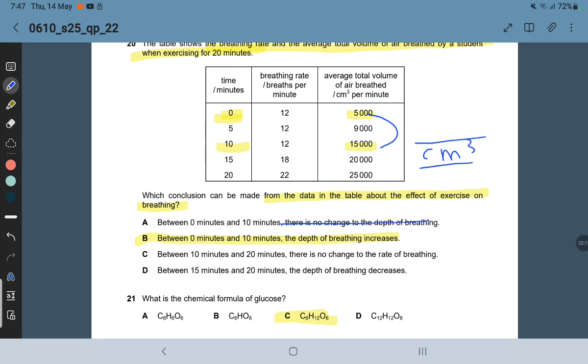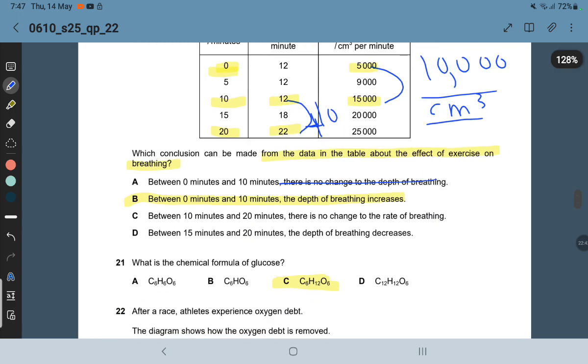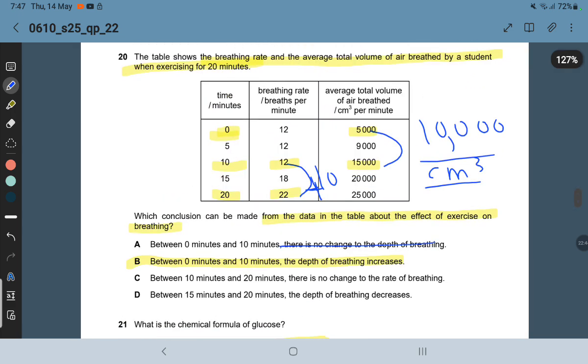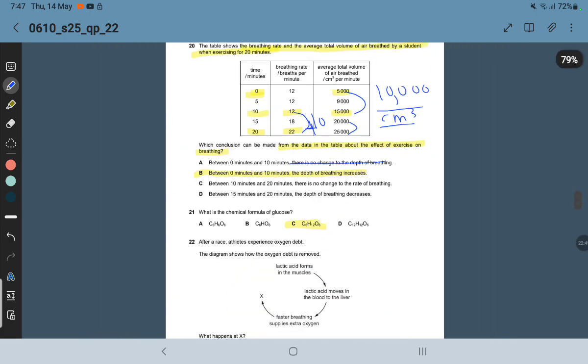Moving on to the next part, C is saying between 10 and 20 minutes there is no change in the rate of breathing. No, it changed. Let me prove it for you. Between 10 and 20, it was 12 and now it became 22. So there is an increase of 10 breaths per minute. Now, between 15 and 20 minutes the depth of breathing decreases. Well, between 15 and 20, no, it increased by 5,000 centimeter cubed per minute. So the answer is B.